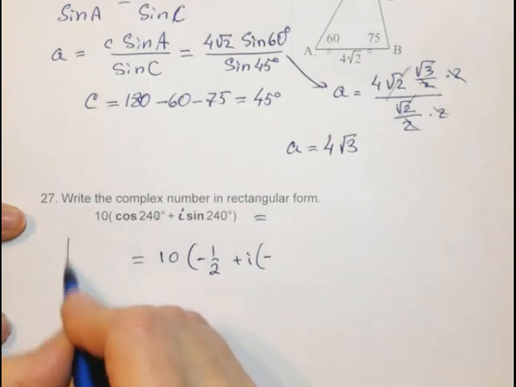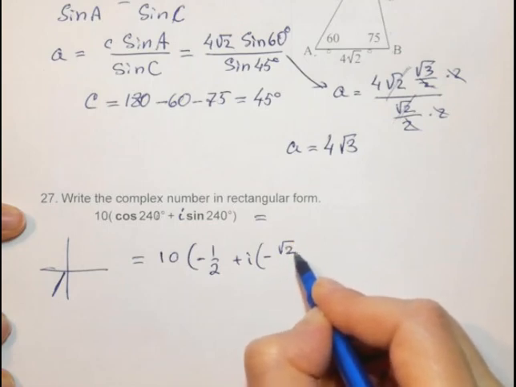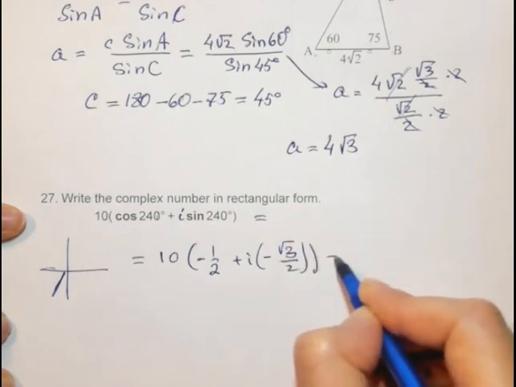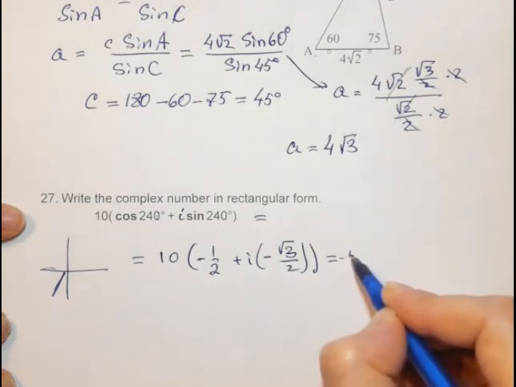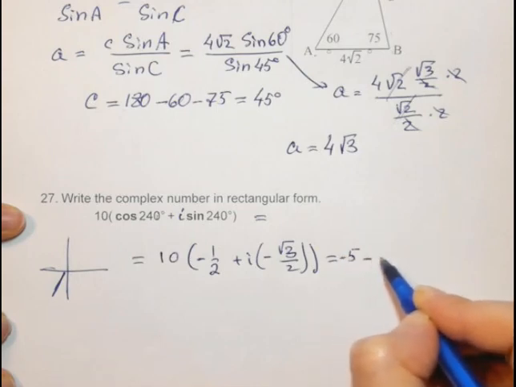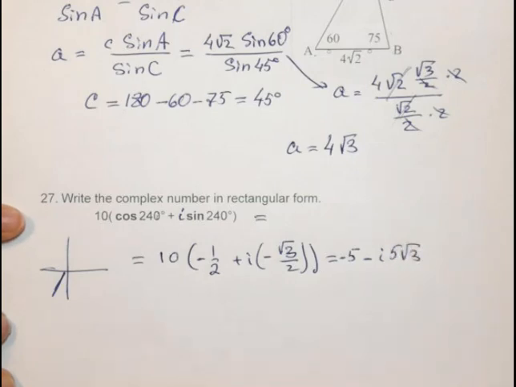Sine of 240 is negative square root of 3 over 2. Distributing 10, we get negative 5 minus i times 5 square root of 3. In the third quadrant, both sine and cosine are negative. In the rectangular form, both real and imaginary components are negative.